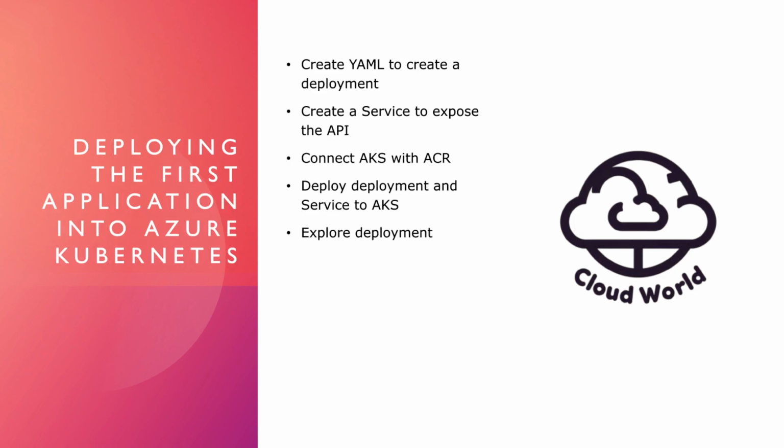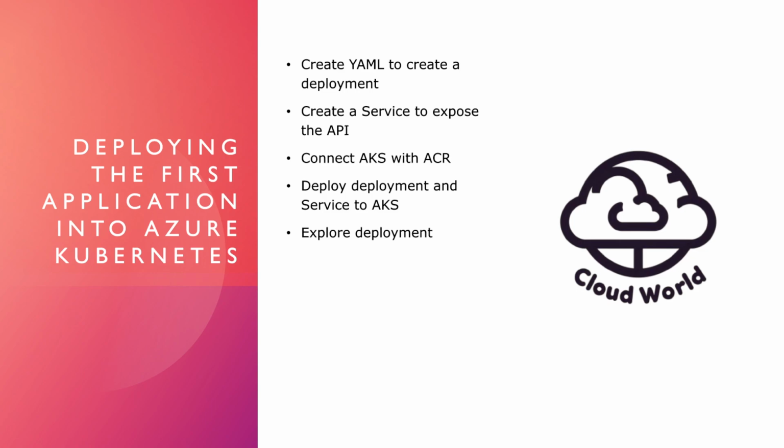And then in the next session, we are going to be working the two things together. So we will have the ACR and we will have the Azure Kubernetes Service, also known as AKS. We will be creating a couple of YAML files which belong to the Kubernetes world. We are going to create a service to expose the new API that we created on the previous step. We are going to be connecting the AKS cluster with the ACR. And we are going to use the YAML files in order to create a deployment and a service deployment into the AKS.